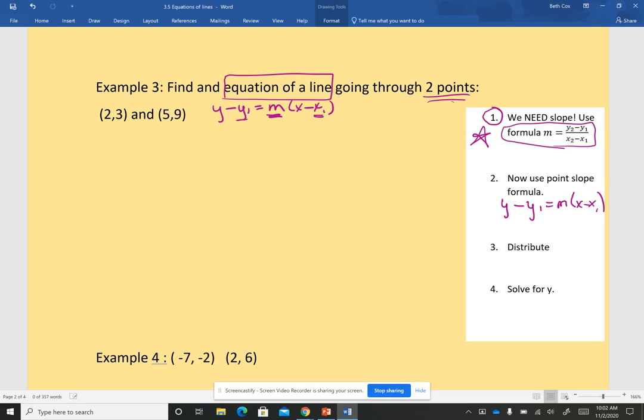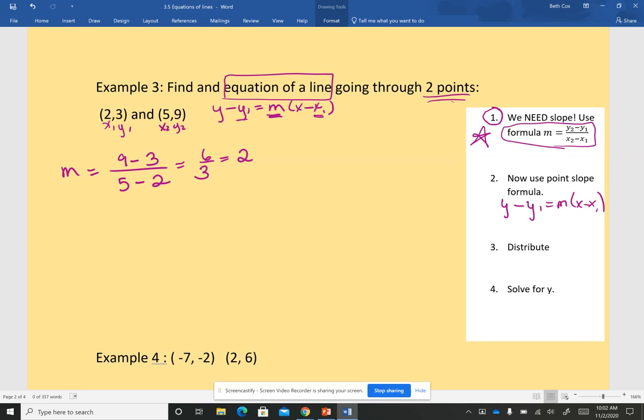Okay, so here we go. So the slope formula, remember this is x1, y1, and this is x2, y2. I'm going to do 9 minus 3 over 5 minus 2. And that's going to give me 6 over 3, which is 2. So my slope is 2.